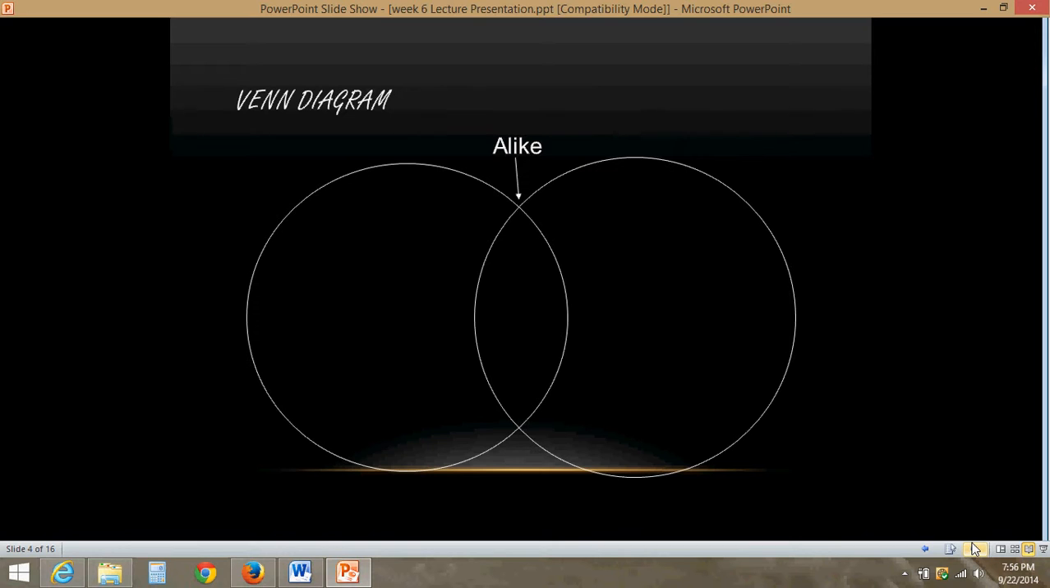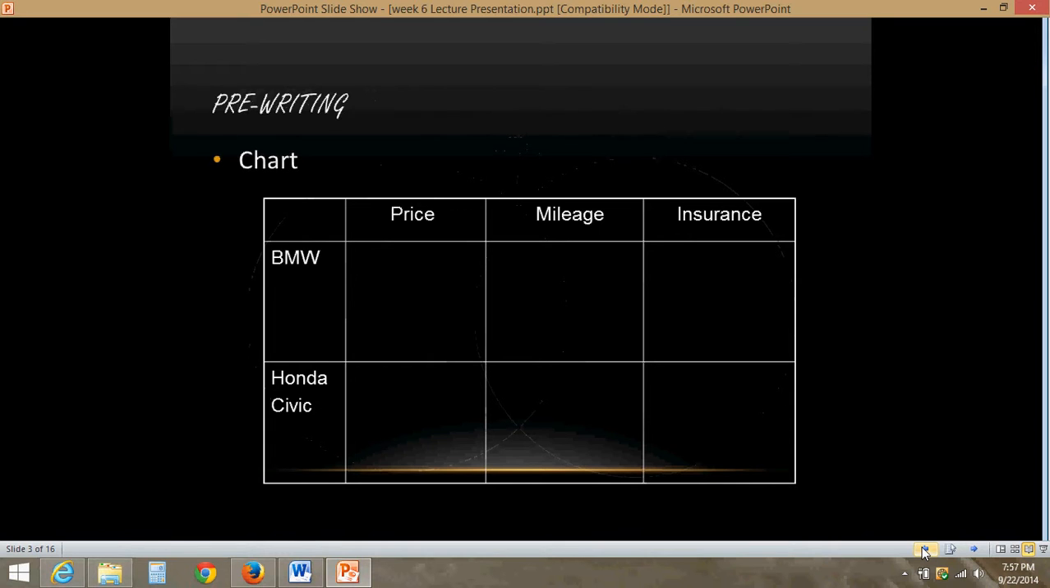You have the two circles, and over here might be the BMW, and over here might be the Honda Civic, and this is all the things that are different, and then all the things that are alike, or that overlap section. So that's another way to organize. I actually prefer the chart because it's more specific and it can help you a little bit better with organizing your paper than a Venn diagram can.